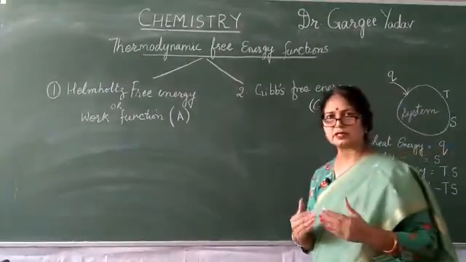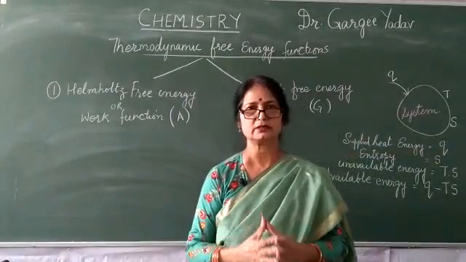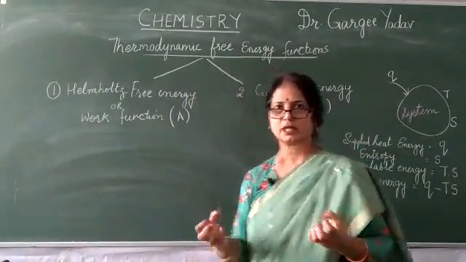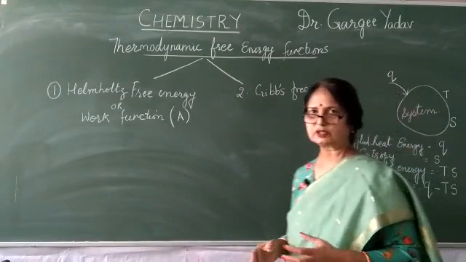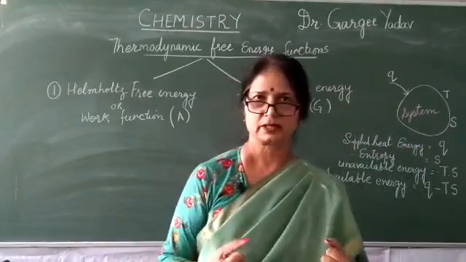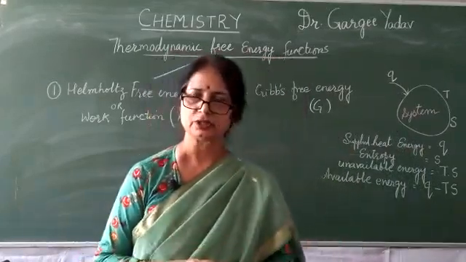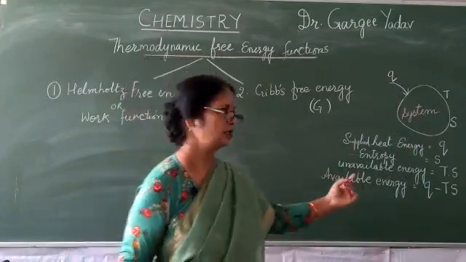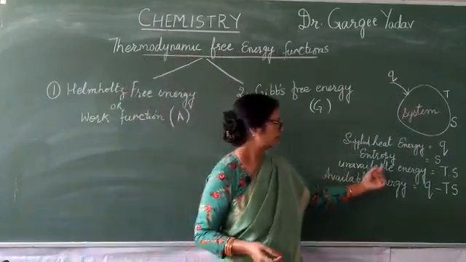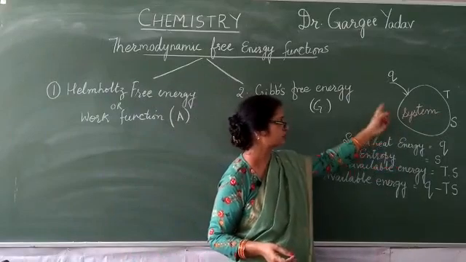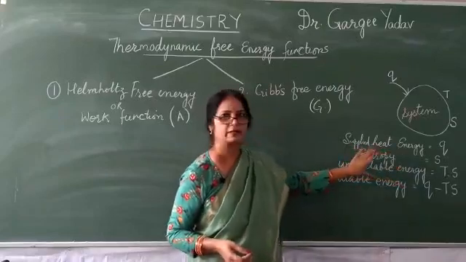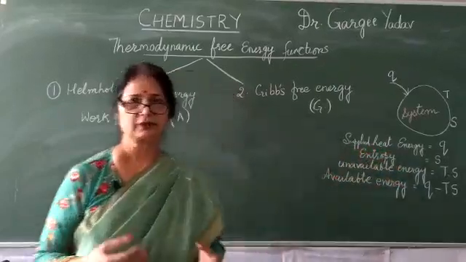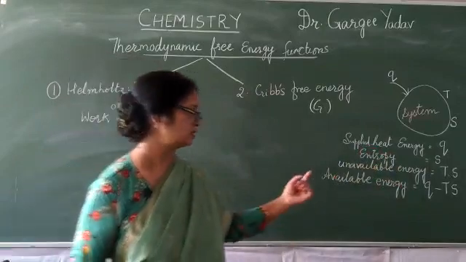Now we all know that the unavailable energy, meaning the energy which must be kept in the system, is T into S. It is the product of the temperature and the entropy. What heat is being supplied to the system? That is Q. And the entropy is S. The unavailable energy is the product of temperature and entropy, and that is TS.